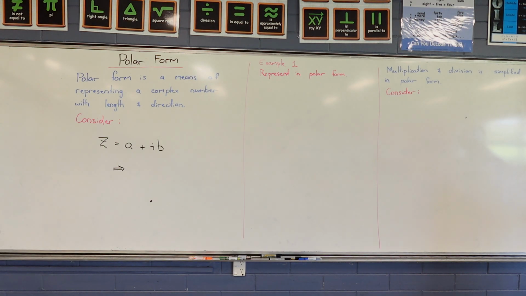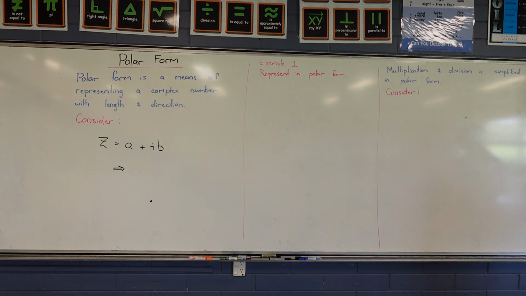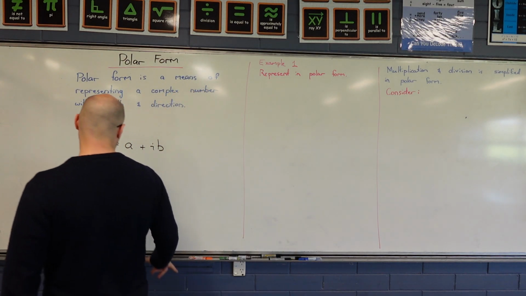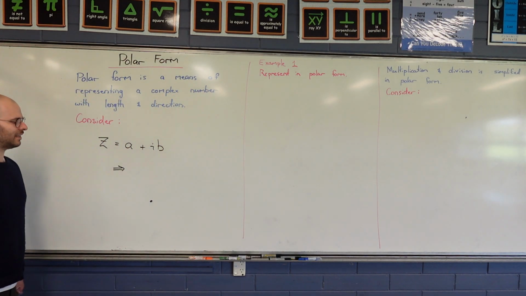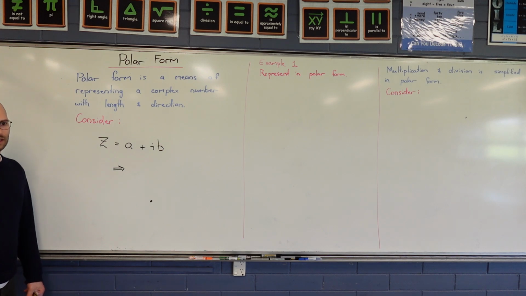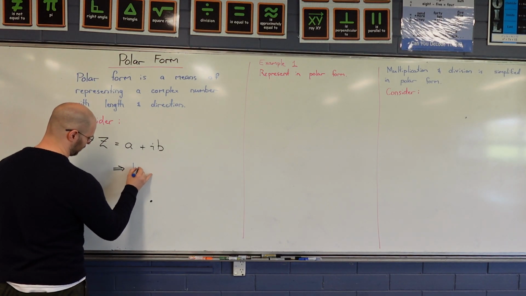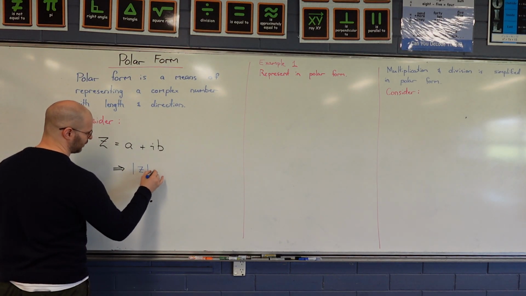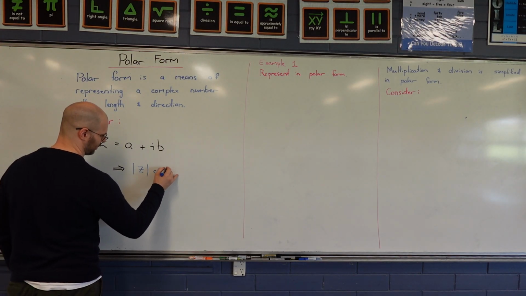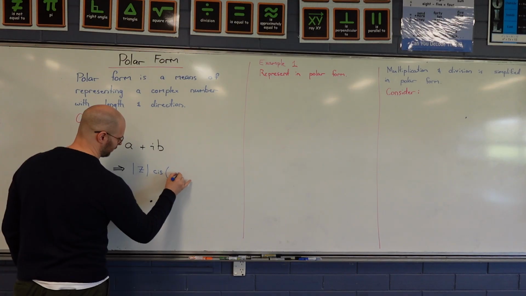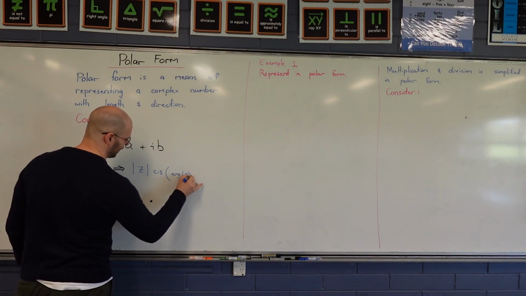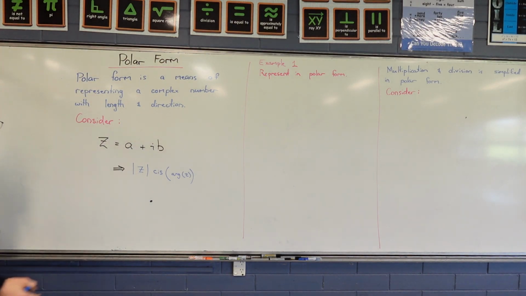Complex numbers in a form called polar form. Last lesson we were learning about the magnitude and the direction of a complex number; we're going to put it together and write it in something called polar form. Consider the complex number z equals a plus ib. If we want to write this in polar form, we write the magnitude of z, cis, and then the argument of z. This is called polar form.